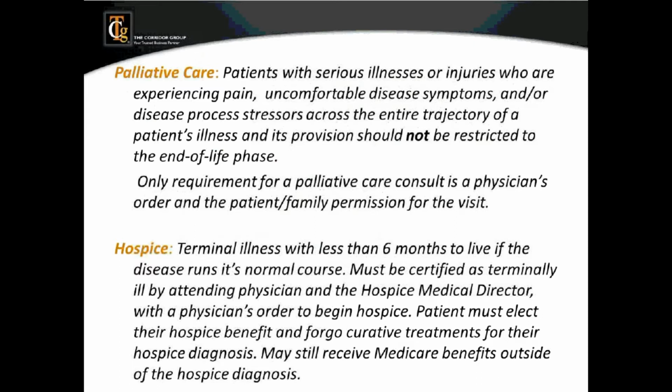The patient, again, has to elect their hospice benefit, and they have to say that they're foregoing any curative treatments for their hospice diagnosis. So if a patient comes on with end-stage cardiac disease, there would be an attending physician that would give the order for hospice care and say that this patient, based on their prognostication, has 6 months or less to live if the cardiac disease runs its normal natural course. That would be as a textbook. And then a medical director would second that.